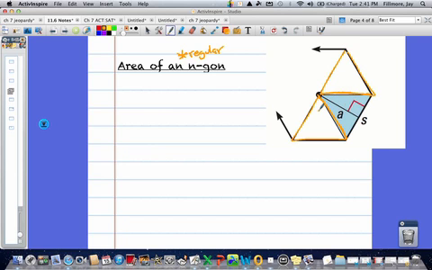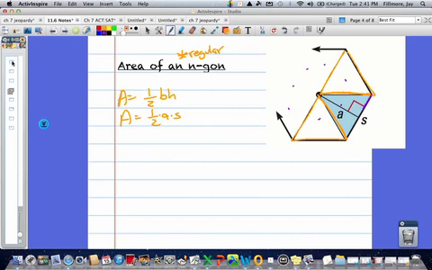So to find the area of this one triangle, it's 1/2 times the base times the height. But in this case, our base is S and our height is A. So 1/2 times A times S. That's one triangle. Well, we don't just have one triangle, we have many triangles. So in this picture, we have 3, and we probably continue going around here. So how many triangles do we have? Well, we have 1 for each side.